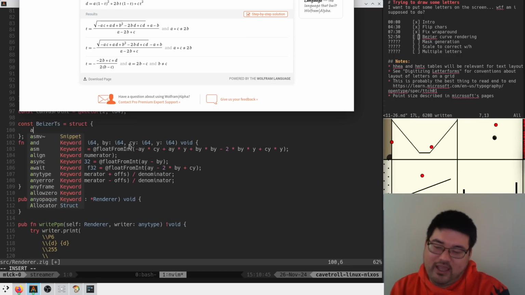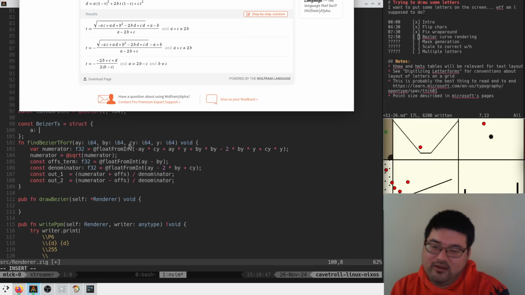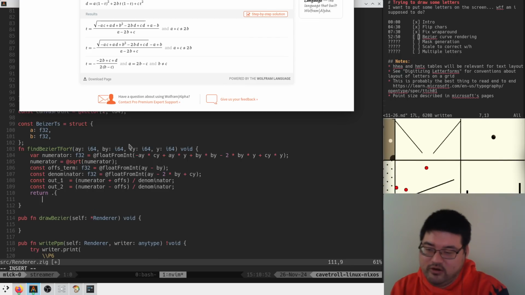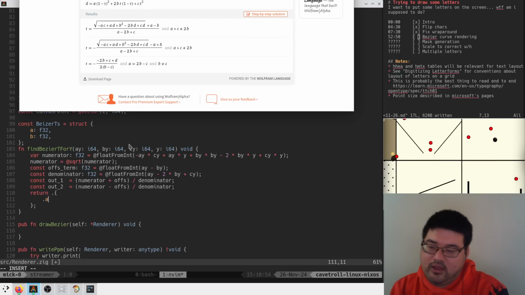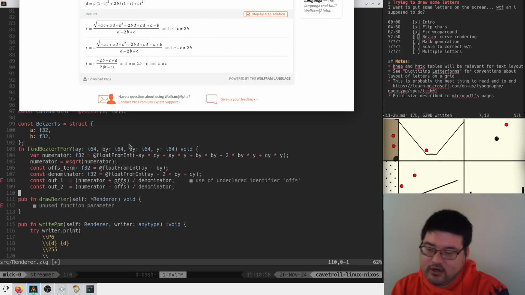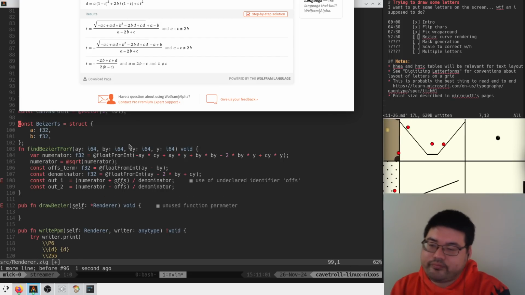And here we're going to have A and B. Return A is equal to out1. I guess here we could just return two F32s. That's probably nicer. Okay.